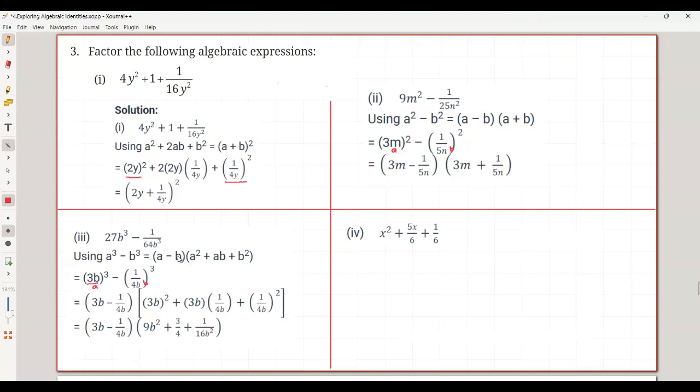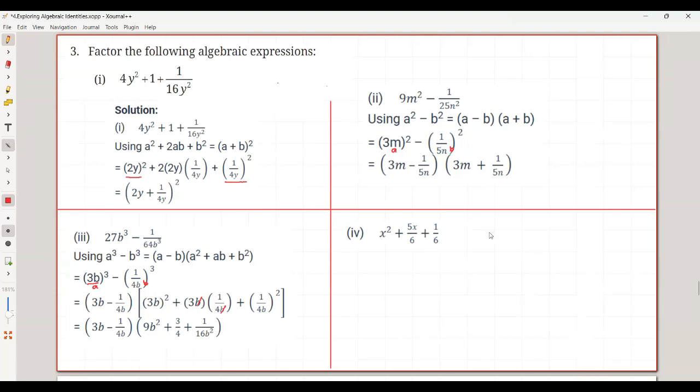this is b value. Just substitute a minus b, 3b minus 1 by 4b into a square plus ab plus b square. So expand this, we cannot simplify, just write as it is. 3 square is 9, b square is b square. Now 3b into this, here b gets cancelled. So 3 by 4. 1 square is 1, 4 square is 16. B square is b square. So that is the final answer.